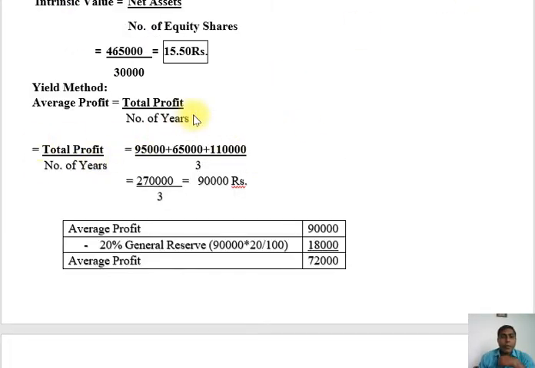Friends, total profit upon number of years. So total profit upon number of years is equal to 95,000 plus 65,000 plus 1 lakh 10,000 upon 3, and total profit 2 lakh 70,000 upon 3 years. So now average profit is 90,000. So 90,000 is our average profit.